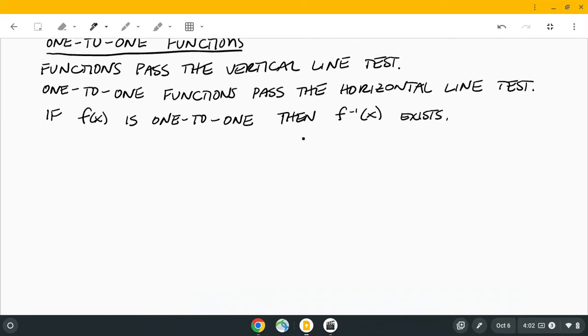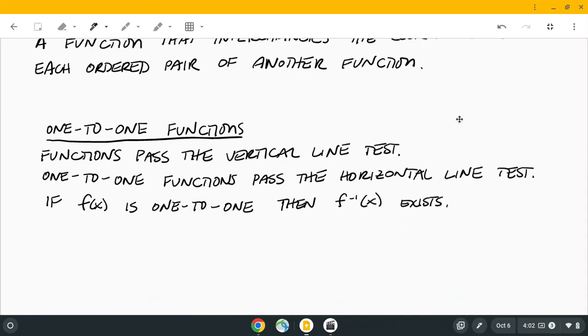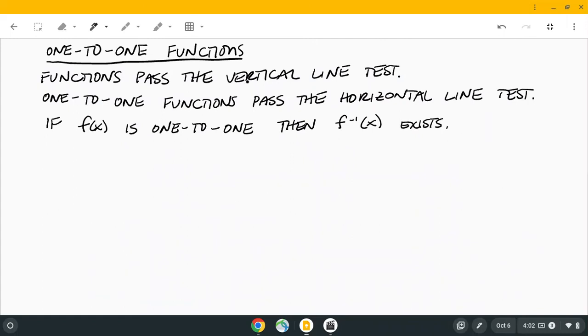Okay, so this is kind of an important idea because in this section we're talking about inverse trig functions. Well, it needs to be a one-to-one function in order for the inverse to exist, and it's going to be one-to-one if it passes both the vertical line test and the horizontal line test. But let's take a look here. We have a problem.